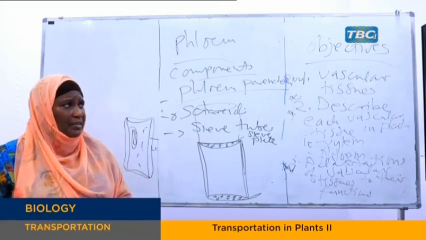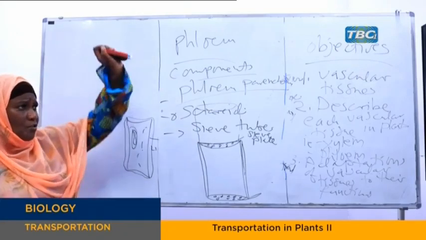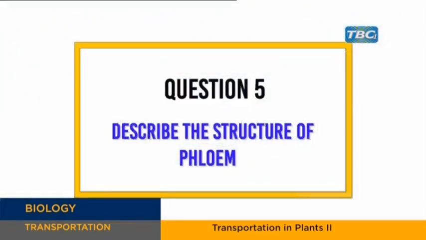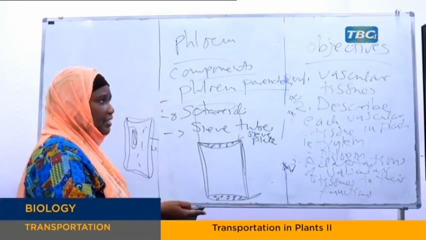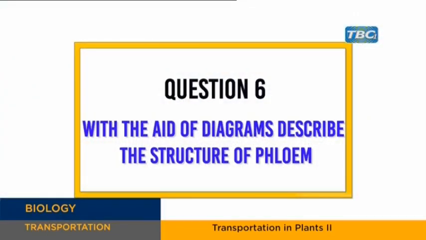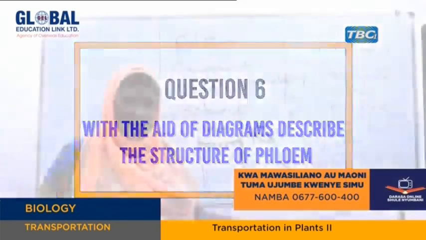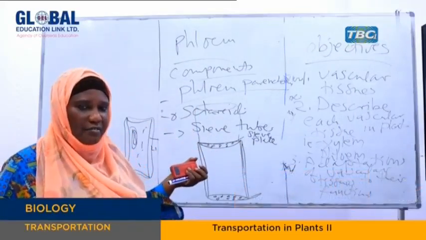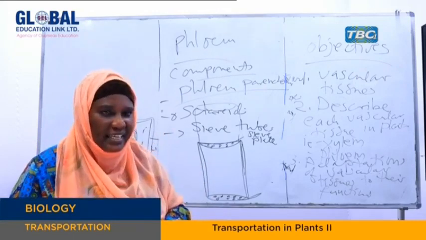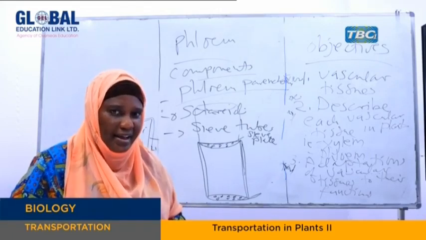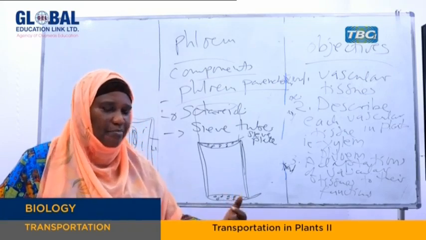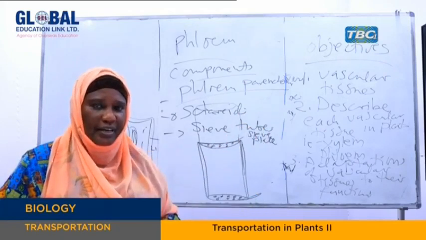After describing the structure of phloem, we are now going to check question number 6. Question 6 says, with the aid of diagrams, describe the structure of phloem. There is no difference from question number 5. The difference is just that you must describe phloem using diagrams. Use words together with the diagrams. So as we did previously, you will take that question as homework.